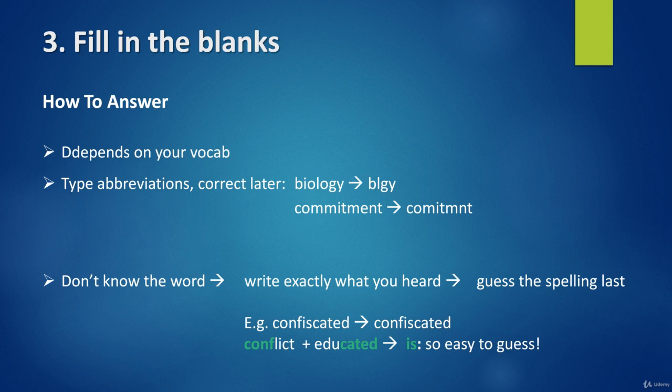Or something like commitment can be written down abbreviated like this one. Issues start when you don't know the word that you hear at all. In that case, write exactly what you heard and try to guess the right spelling at the end. For example, imagine you hear confiscated and you don't know that word at all. What you can write down looks something like this, okay?